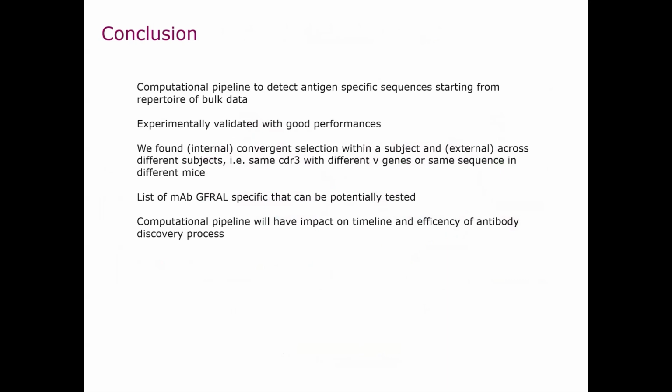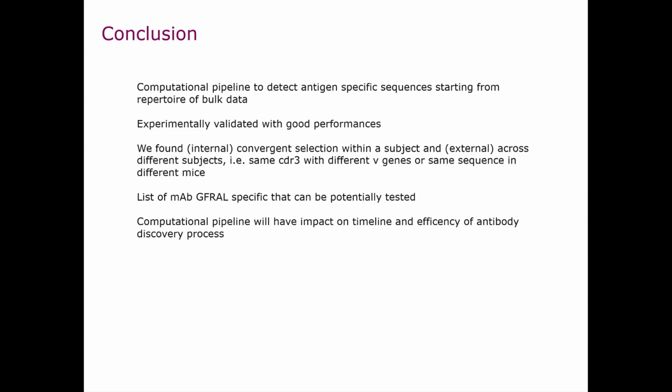Just to summarize, I presented a computational pipeline to detect antigen-specific sequences starting from one repertoire at one time point of bulk data, which was experimentally validated with good performance. Additionally, we found some internal convergent selection within one subject, but also external, across the different mice. We ended up with a list of monoclonal antibodies specific against GFRAL that can potentially be tested by other labs or pharmaceutical companies and potentially used for therapeutics.